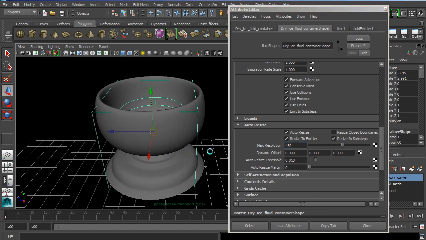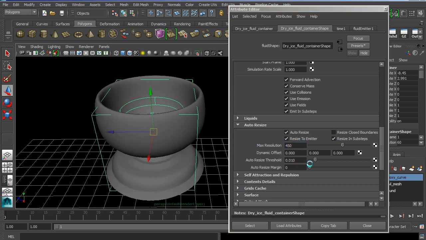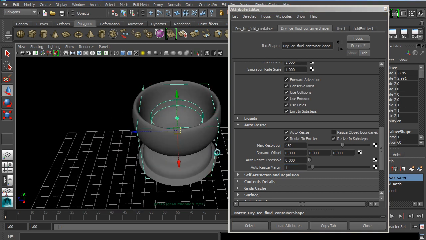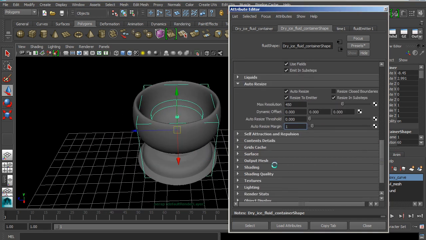Okay. Now for the auto reset threshold, I would just go for 0, and the auto reset margin I'd like to go for 1. That would be fine.